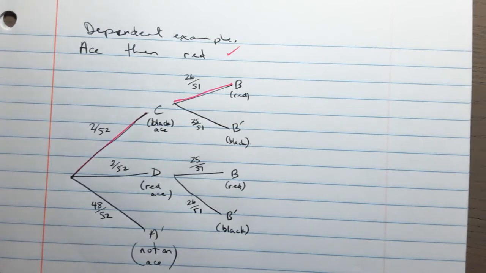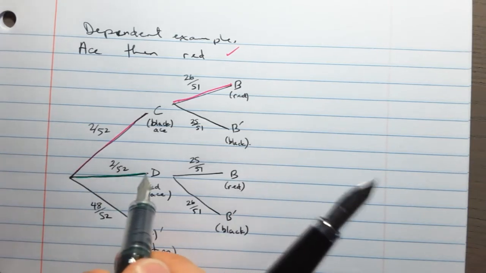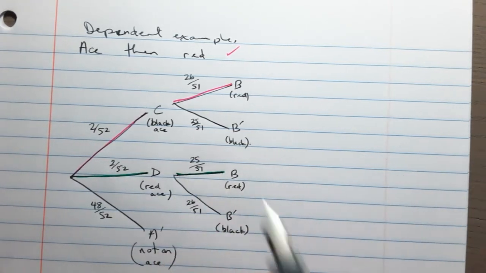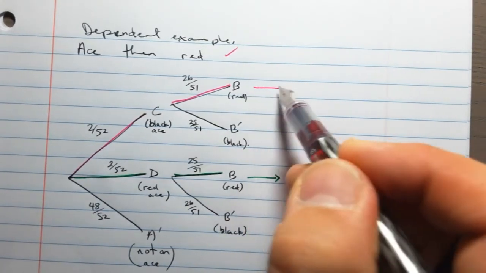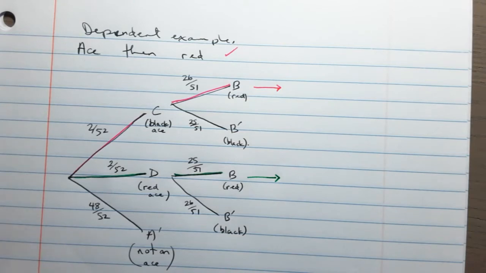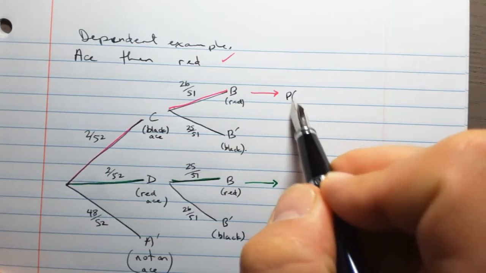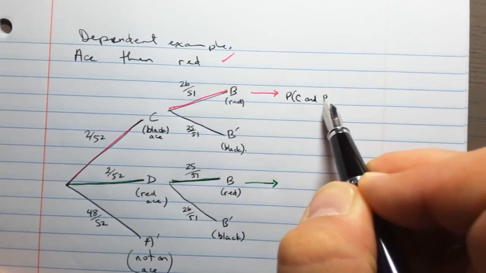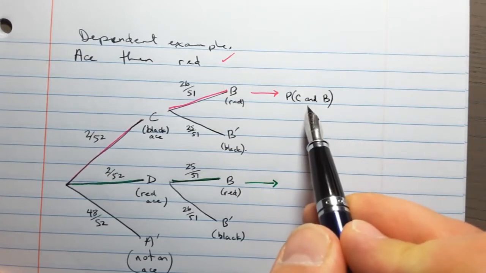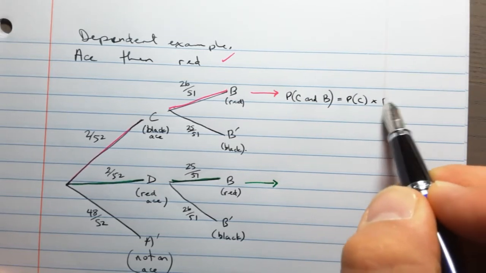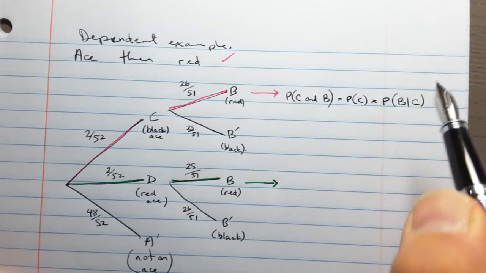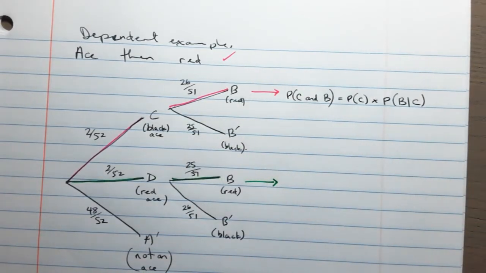So following, maybe I'll grab a different color for the second branching here. We could go this way here and then here to get that result. Now this probability here plus this probability up here, those ones are going to give us the final result. So this one is the probability of C and B both occurring. So drawing a black ace and a red card. That's the probability of C times the probability of B given that C occurred. Now that's that number right there. Let me label that.